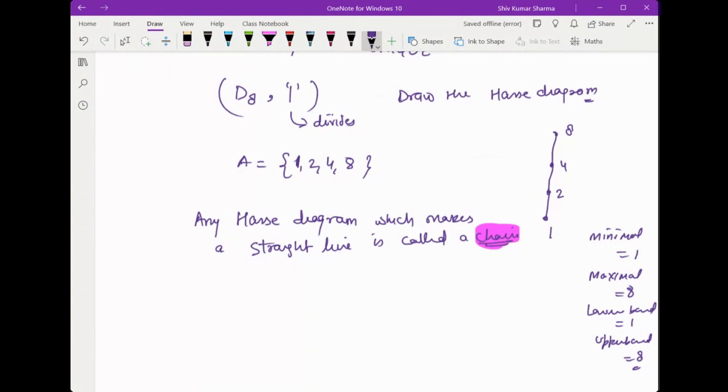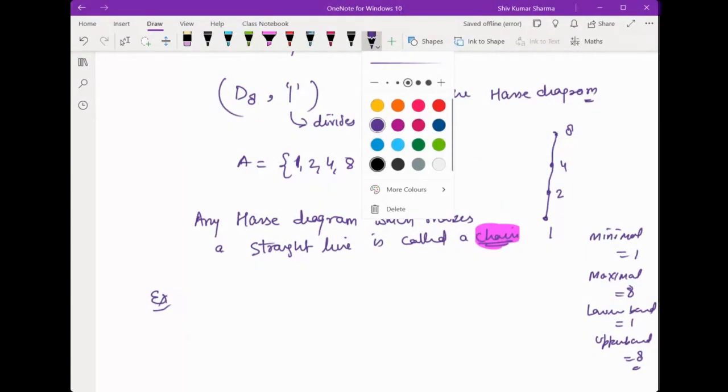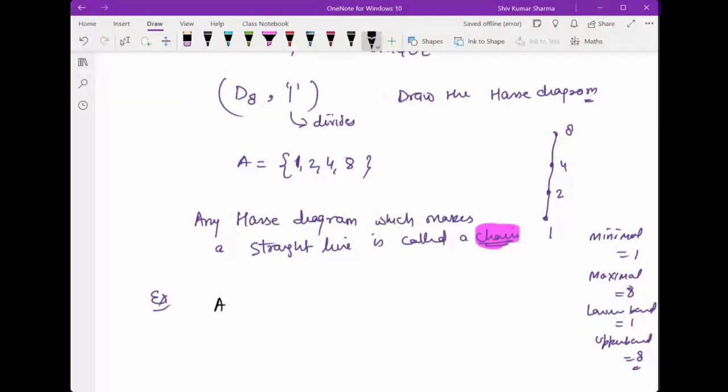Okay, so try one question: draw the Hasse diagram for this. A is equal to {a, b, c}. We have 3 elements in set A. Draw the Hasse diagram for the power set of A under the relation defined as subset of.